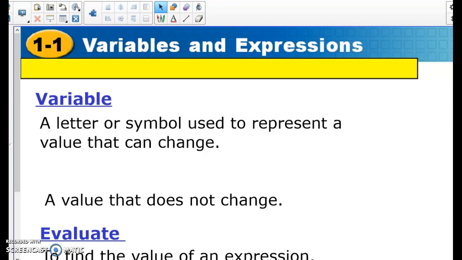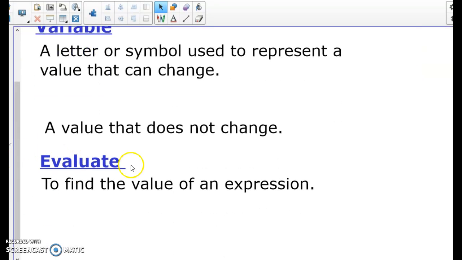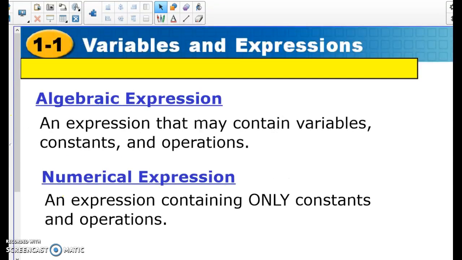So the vocab for today: a variable. A variable is a letter or symbol used to represent a value that can change. So x, y, z, a, b, c, it doesn't matter what letter you choose. It all means the same thing. Evaluate is just another word for solve, so to find the value of that expression. An algebraic expression is an expression that may contain variables, constants, or operations.